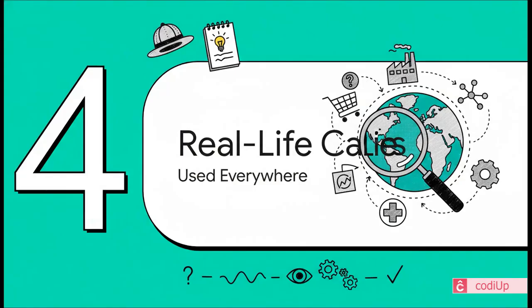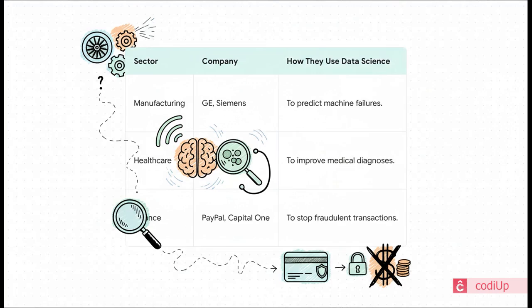Now look, cracking the case of the abandoned shopping cart is just one example. This exact same detective process, this life cycle, is being used right now to solve some of the biggest, most important problems in the entire world. Seriously, this process is everywhere. In manufacturing, companies like GE use it to analyze sensor data from jet engines to predict when they'll need maintenance before a part fails. That saves time and makes flying safer.